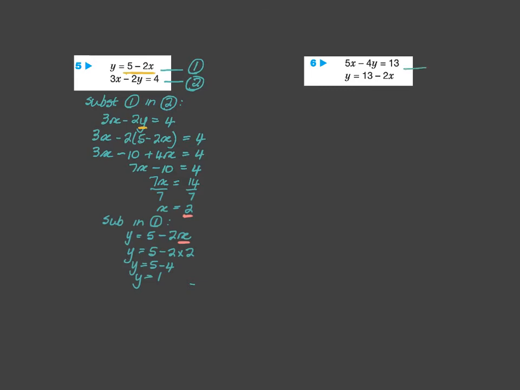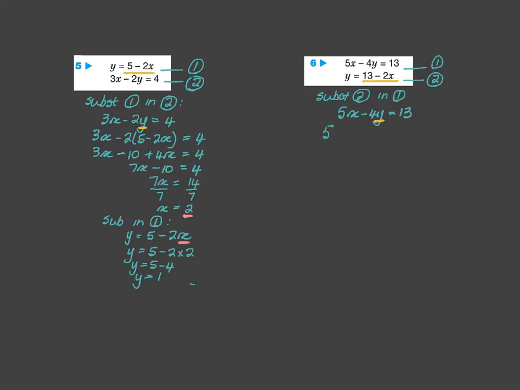Number 6, I have equation 1 and equation 2. So look carefully at your equations before you decide what to do. Y is the subject of the formula in equation 2. So I'm going to put equation 2 into equation 1. I write down 1, so I can see how the substitution works. In the place of y, I'm going to substitute 13 minus 2x.